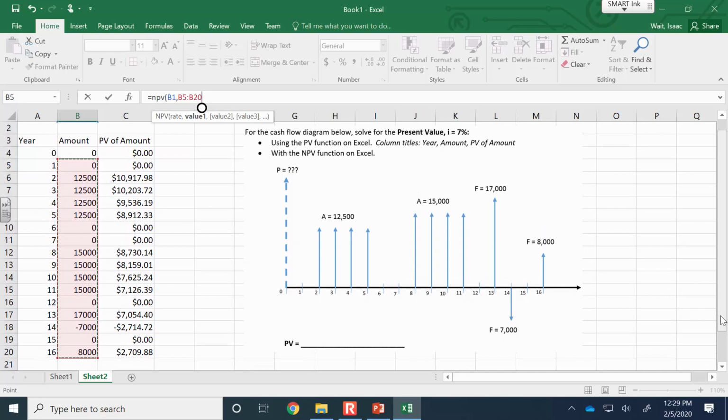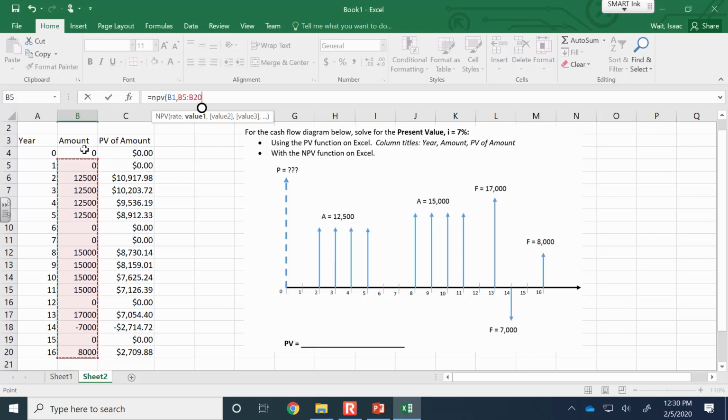You skipped 0, which you said you were. I skipped year 0, and that was intentional, because year 0 is already at the present. See, what Excel is doing is it's looking at not only the amount, but the order in which it appears. And it's assuming that the first amount it sees is in year 1, the second amount it sees in year 2, the third amount it sees is in year 3, and it's going to discount all of those amounts.